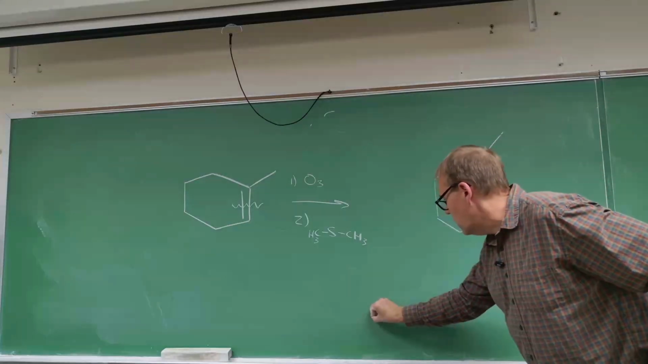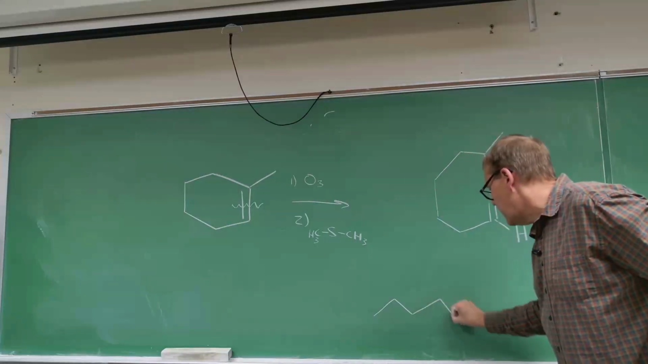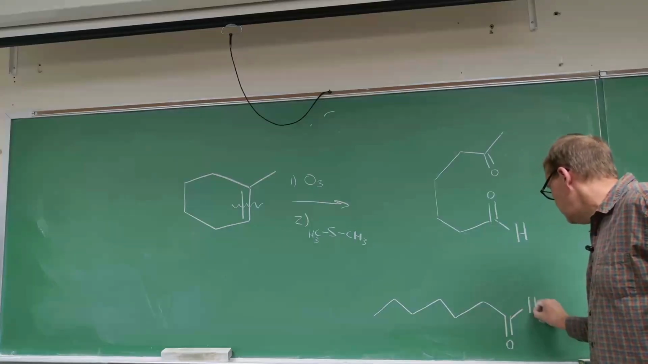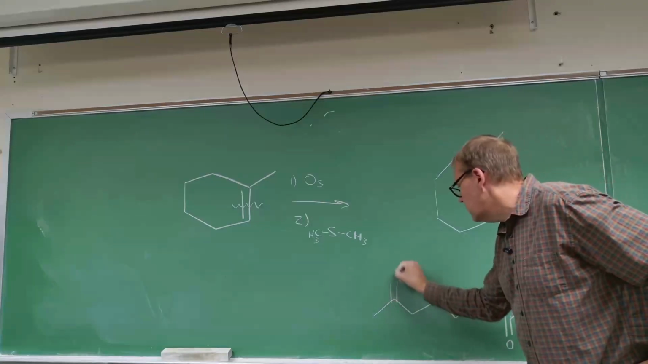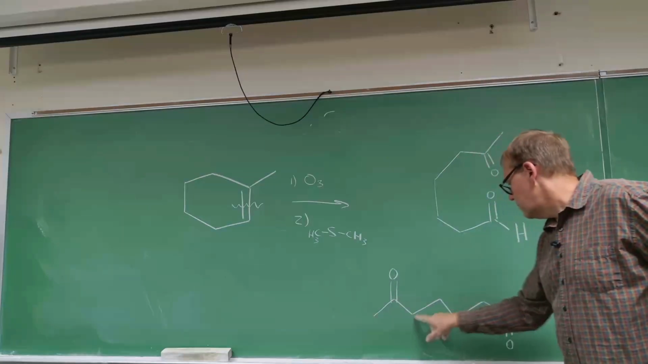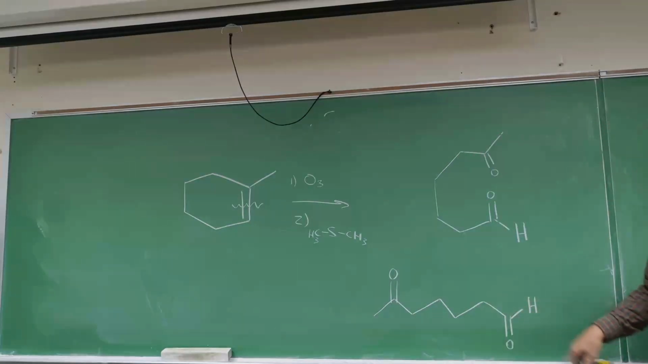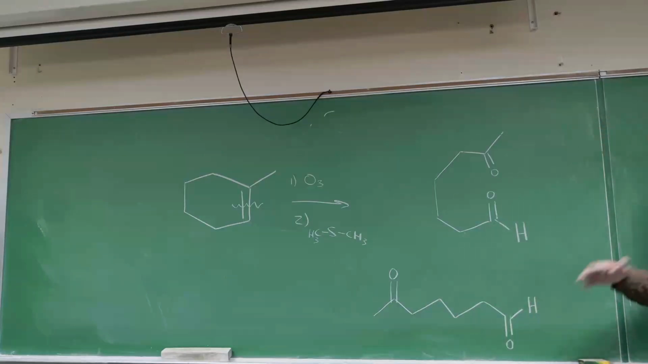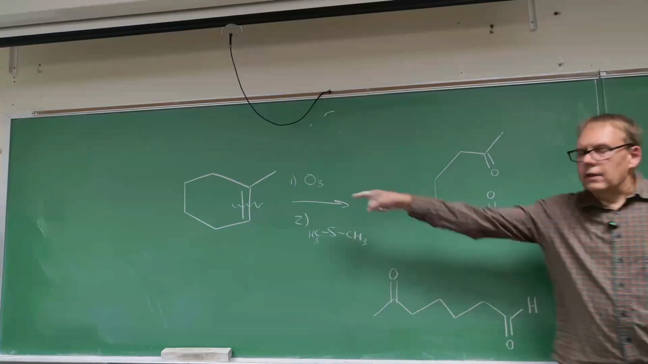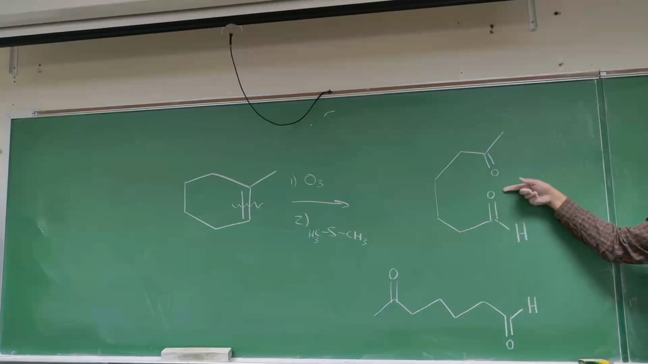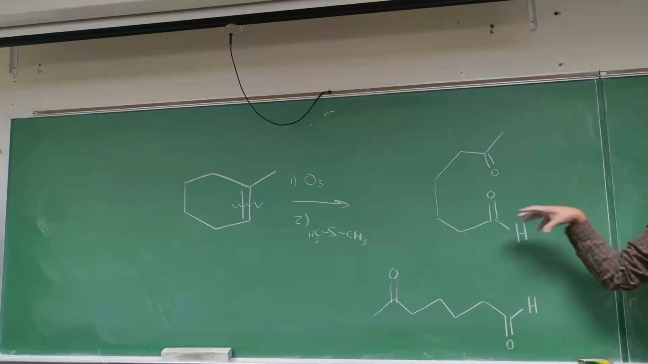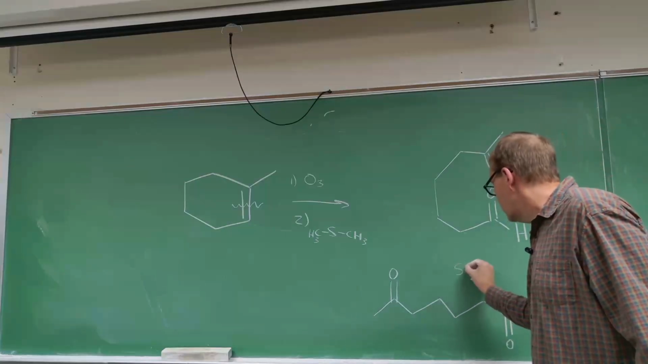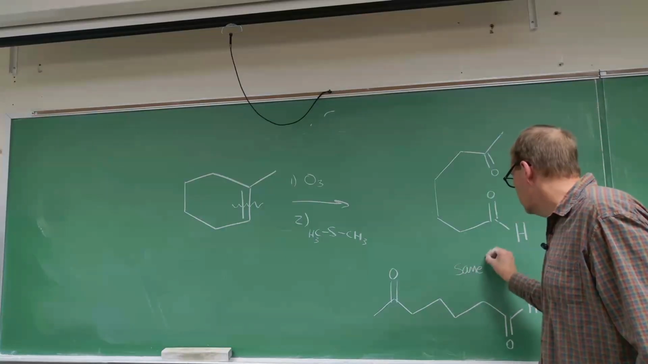Let's draw that out. 1, 2, 3, 4, 5, 6, 7. This would be a better conformation to draw the molecule in. And it came from a 6-membered ring where the 2 carbonyls used to be together as an alkene. This doesn't look anything like that, but this molecule is really just this, where it's adopted a more stable conformation. So these are just 2 different ways of drawing the same molecule.